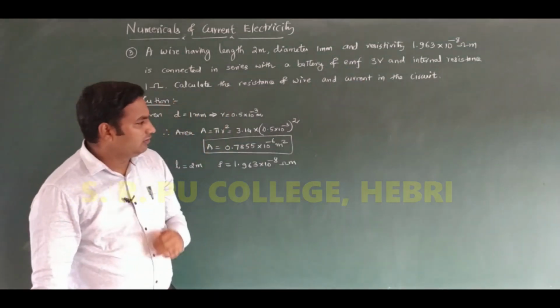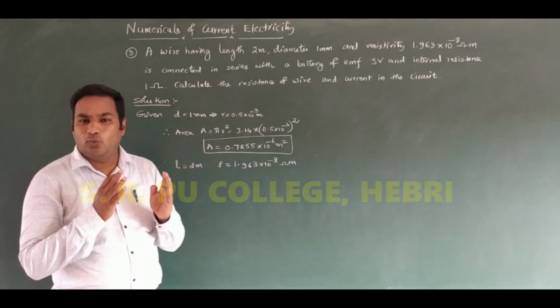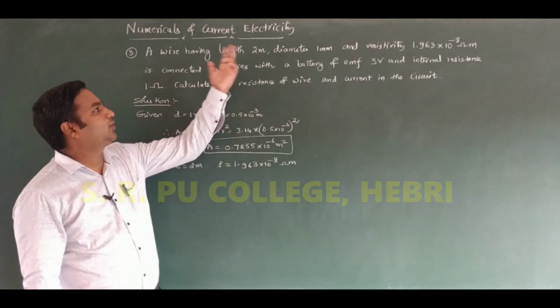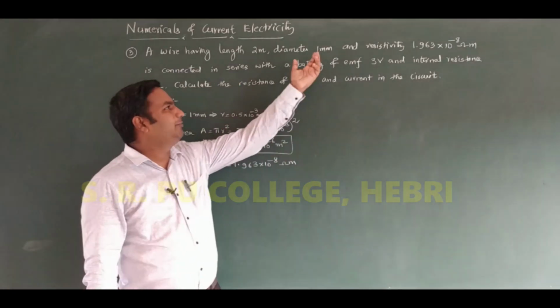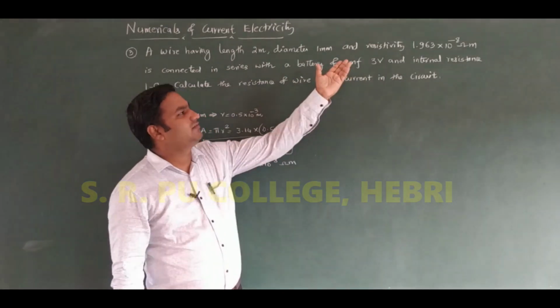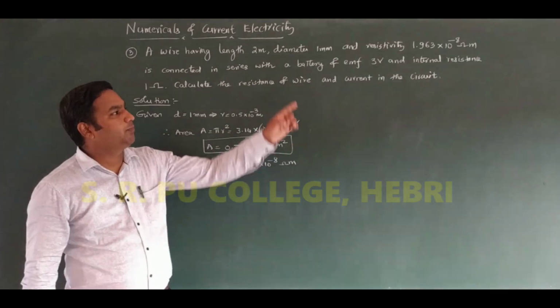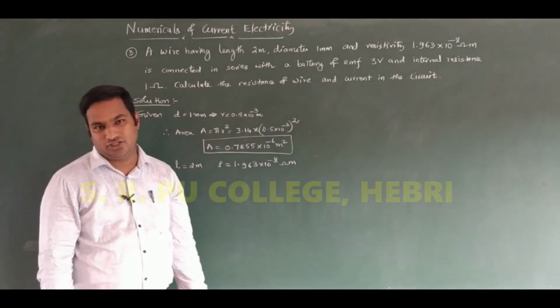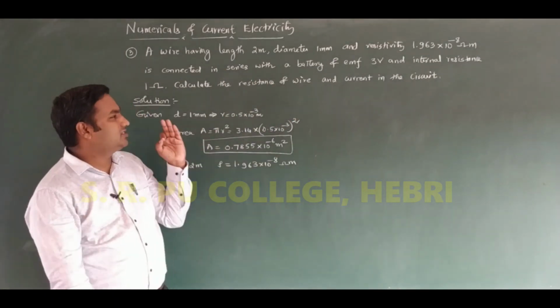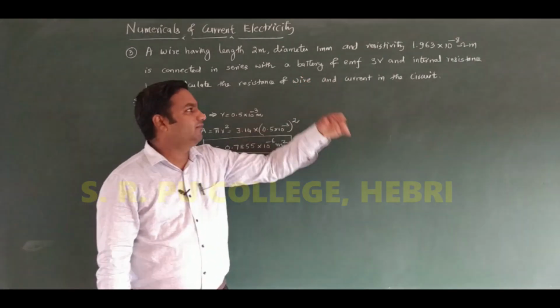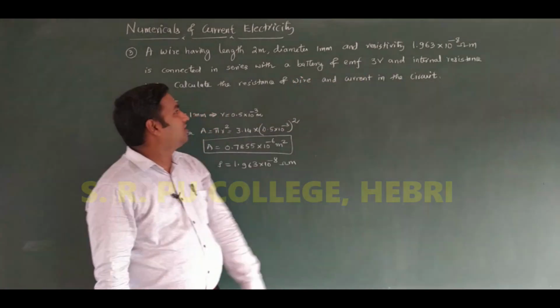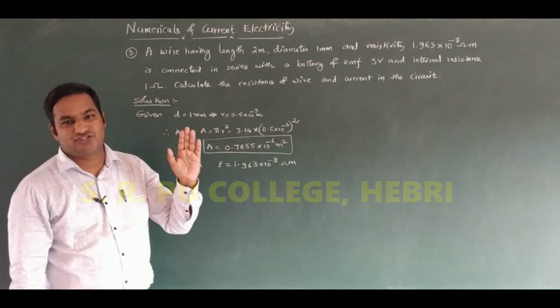Dear student, they provide one wire of suitable length equal to 2 meter. It has a diameter of 1 millimeter. The resistivity of that metal of the wire is 1.963 into 10 power minus 8 ohm meter, and that wire is connected to a battery of EMF 3 volt and internal resistance 1 ohm in series.